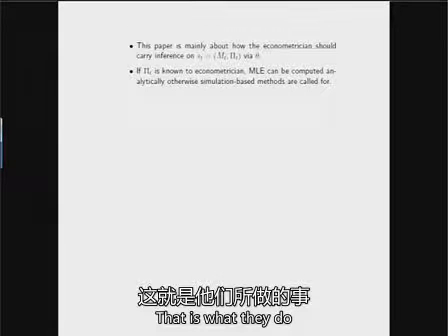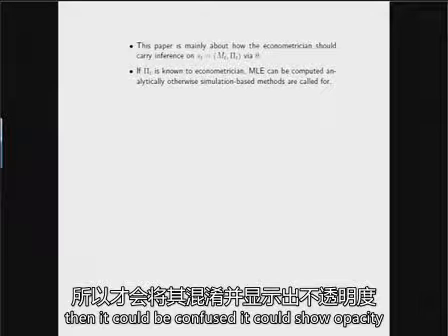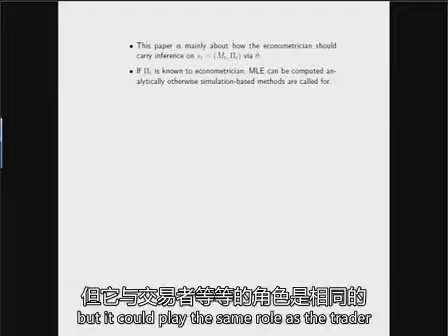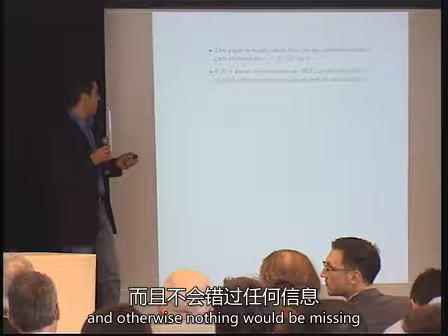So that's what they do. Of course, if pi was known, then the likelihood could be computed. There is the issue of pi_t, but they can play the same role as the traders, and otherwise, things get a bit messy.